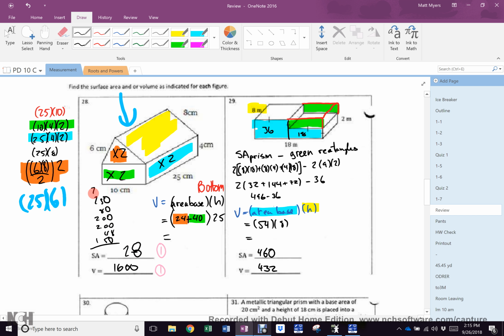I did the volume correctly, because it is the orange triangle and the green rectangle, because they create the base, because this whole shape repeats at the back, and 25 is the height.